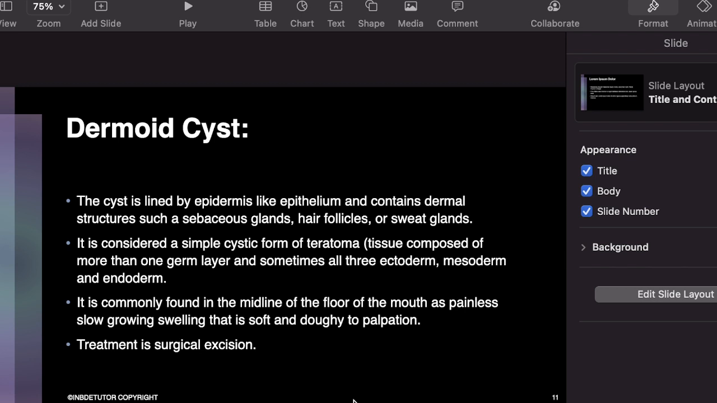The last one we will be discussing is the dermoid cyst. A dermoid cyst is a cyst that is lined by epidermis-like epithelium and consists of dermal structures such as sebaceous glands, hair follicles, or sweat glands. Again, it is considered a simple cystic form of teratoma.